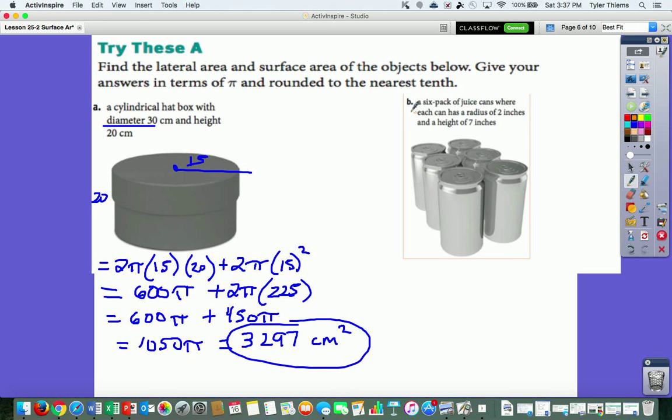I want you to press pause and I want you to do B on your own. Notice that this is a 6-pack, a 6-pack of juice cans. So whenever you find the surface area of 1, you need to multiply that times 6. Press pause and finish this on your own and then complete the rest of your assignments for the day, your IXL, as well as the rest of your classwork. Thank you.